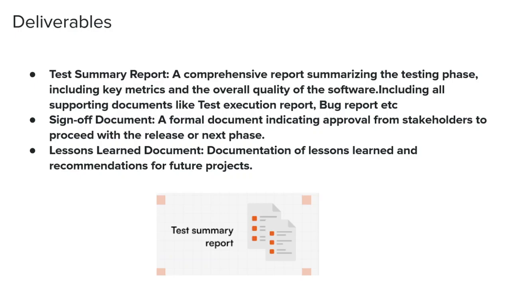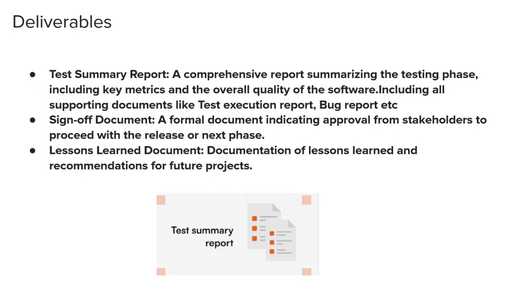Sign off document. This is again one more deliverable which will be achieved via test closure activity. So that sign off document is basically a formal document indicating approval from stakeholders to proceed with the release to the next phase. So when the QA gives sign off, he can also take some sign off from the product person as well as the manager and QA lead as well.